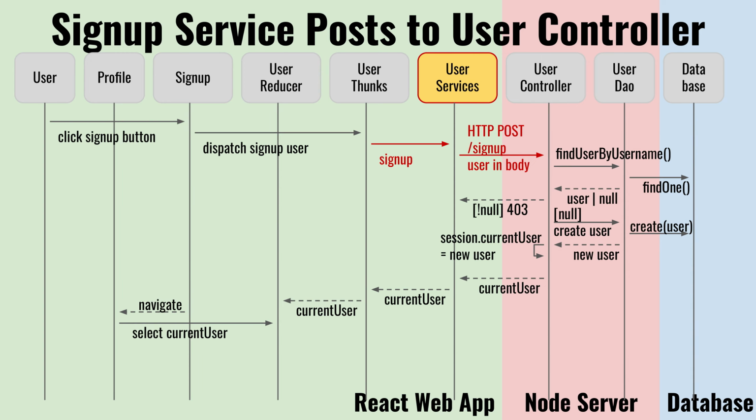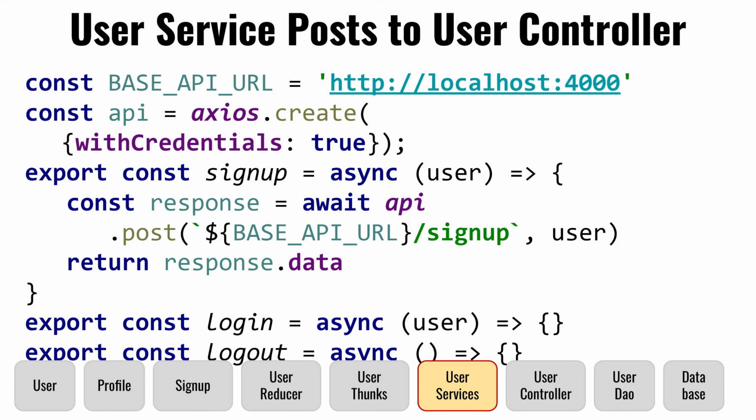The user service posts the user embedded in the HTTP body to the controller. The user service implements various HTTP messages to the controller. Configure Axios to include cookies in the HTTP messages. The signup service posts the user to the signup HTTP endpoint handled by the controller. Let's now see how the user controller handles the HTTP events.